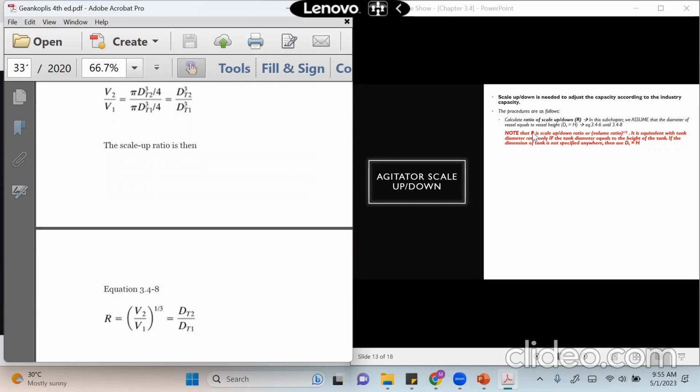Note that R is a scale up or down ratio, or the volume ratio to the power of 1/3. Volume ratio to the power of 1/3. I emphasize this because it's very important. It is actually equivalent to the tank diameter ratio only if the tank diameter equals the height of the tank. If dt equals h, then the volume ratio to the power of 1/3 is the same as the tank diameter ratio.